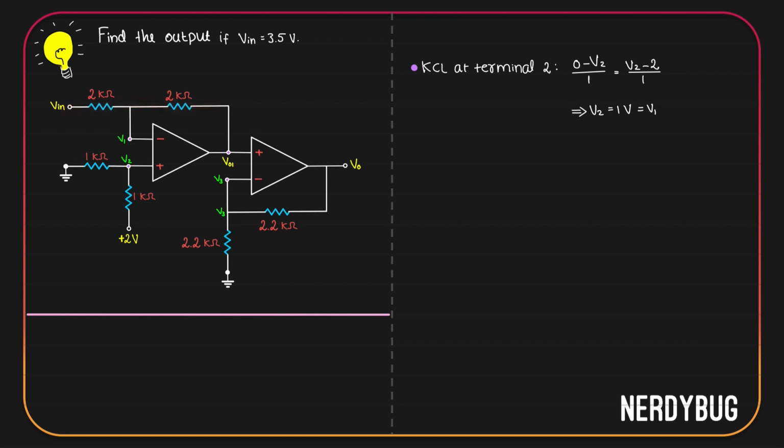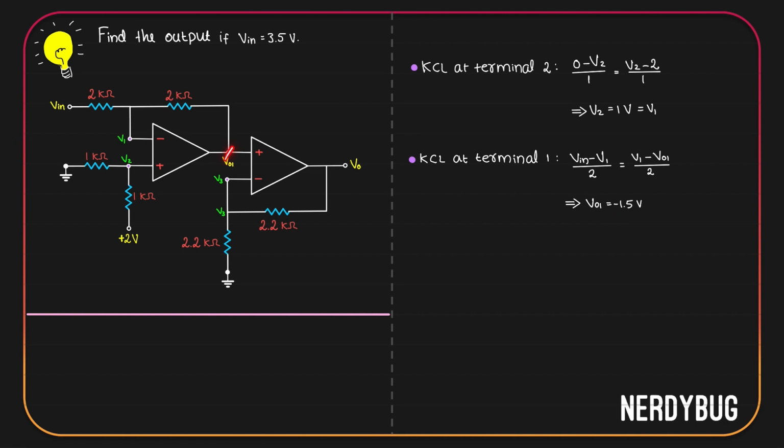Current through the first one will be V in minus V1 divided by 2. Current through the second one will be V1 minus VO1 divided by 2. These two should be equal. 2 and 2 get cancelled. V1 is 1 volt. V in is given in the question, 3.5 volt. So we get VO1 as negative 1.5 volt.